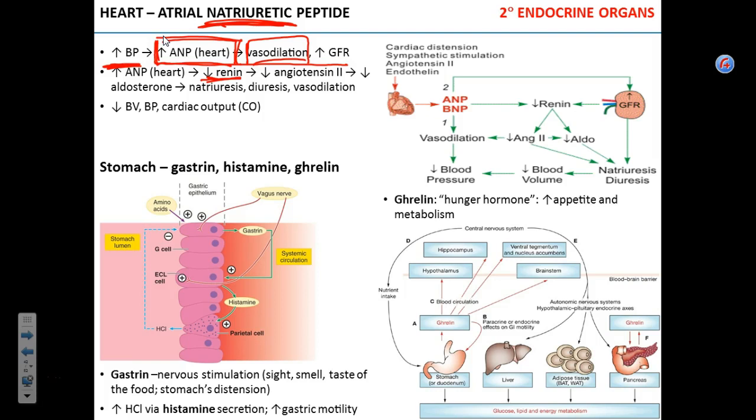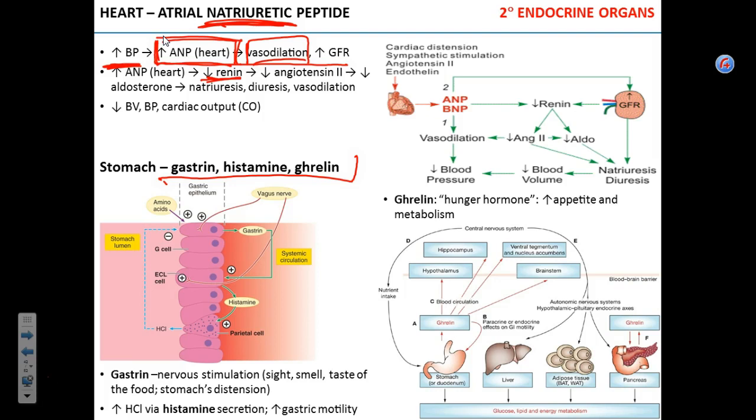Stomach. I'm going to mention them very briefly, really, because we're going to focus on those hormones when we get to the digestive. Gastrin, histamine, and ghrelin. Stimulus for them is food. Okay, food gets into the stomach, except for ghrelin. We'll get to that. Food gets into the stomach, gastrin and histamine are produced.